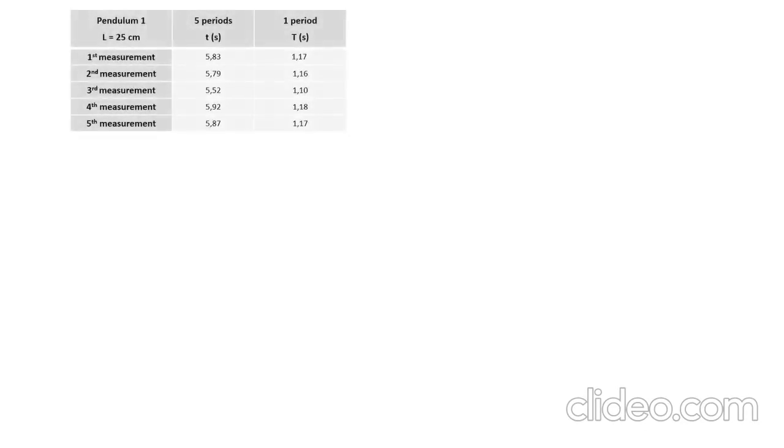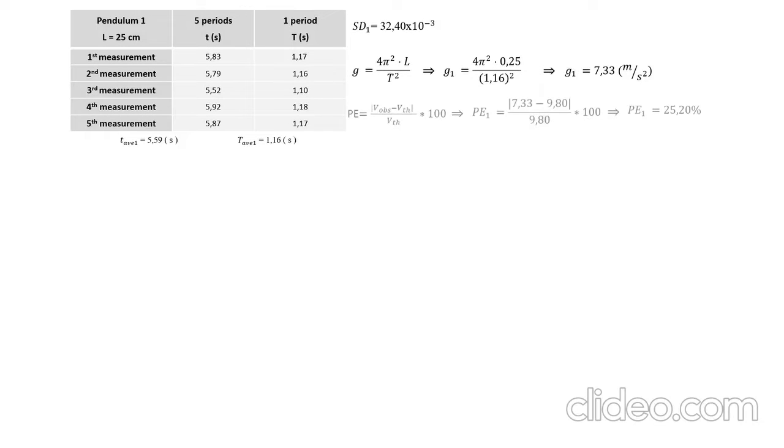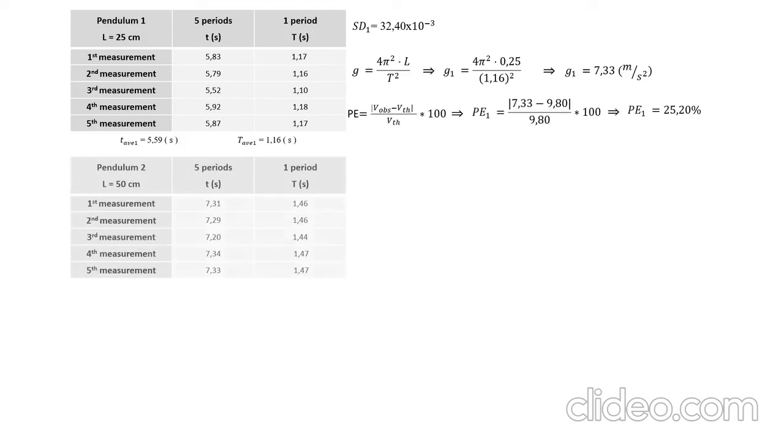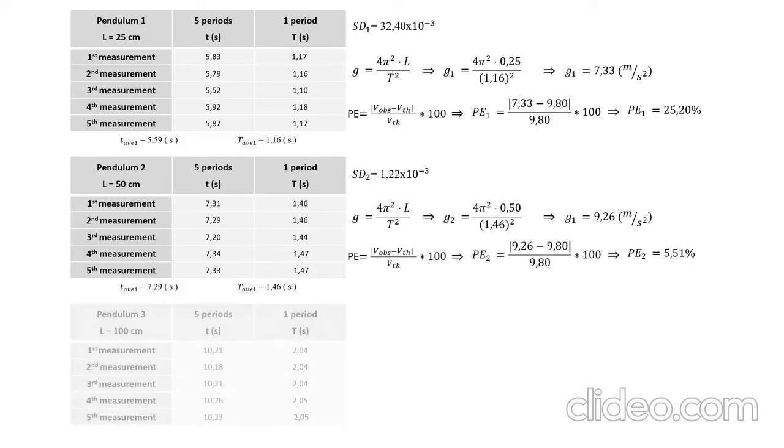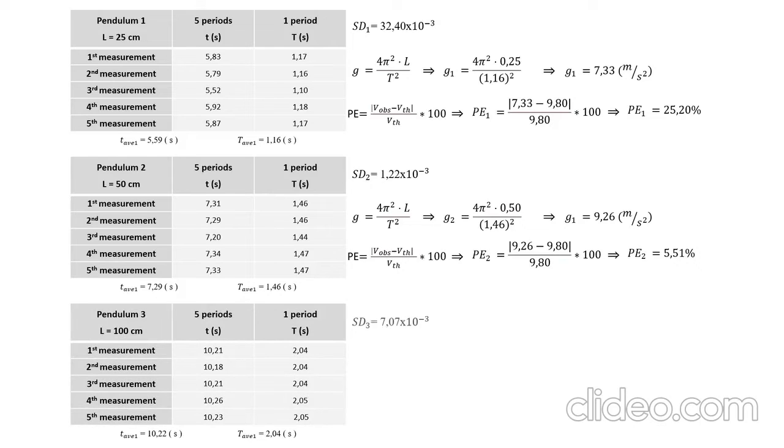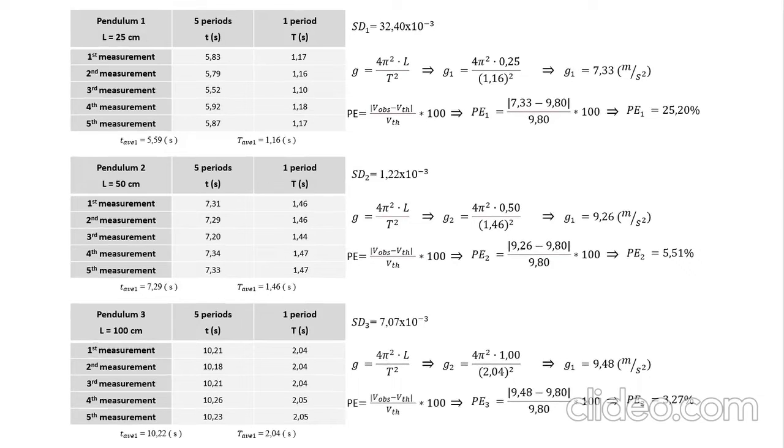In this slide, you'll see the period data that I collected in my experiments, and you'll see the gravitational acceleration formula that I derived from the period formula. I'll plug the numbers in, and I'll get some g values for each pendulum. After that, I'll use the error percentage formula, plug my data into it, and get some error percentages for my pendulums.